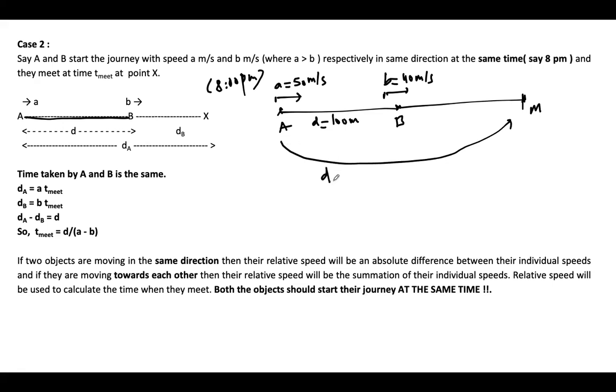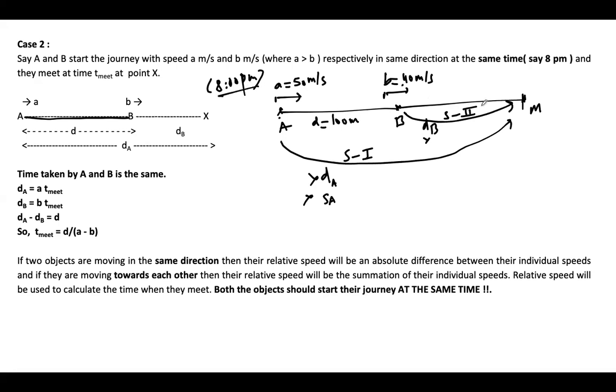So the distance traveled by A is something and the distance traveled by B is something. Is it the same? These are the two scenarios, scenario 1 and scenario 2. The distance is not the same. Are their speeds the same? No, they're not the same.